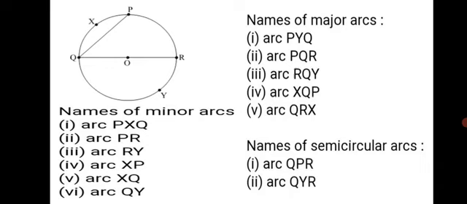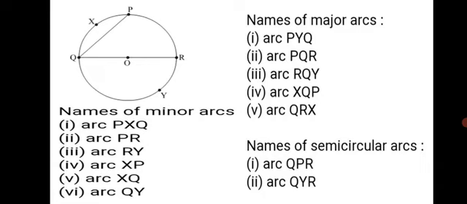Then we will start with X. So we have another minor arc XP. Then we will go to the other side of X. We have from X, XQ. And one more minor arc we have from Q, that is QY. So all minor arcs are those which are less than 180 degree.